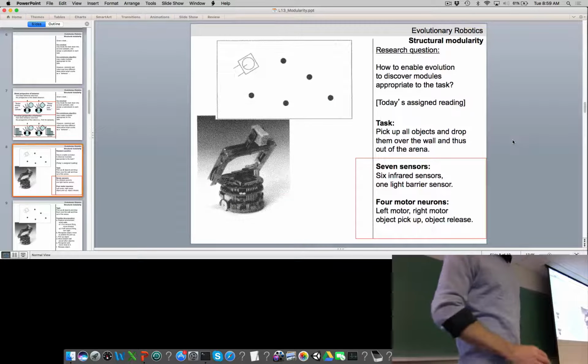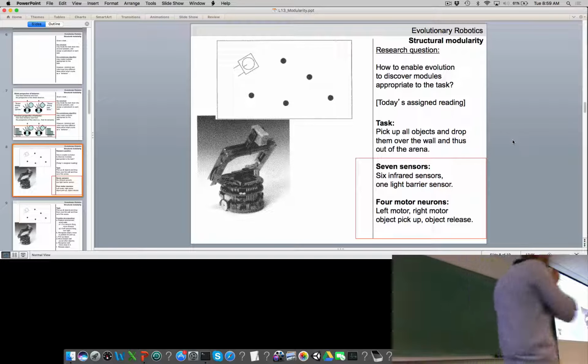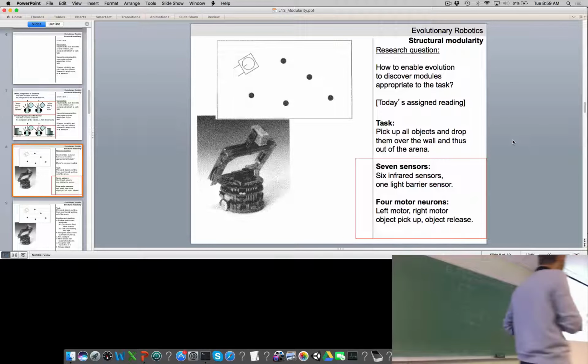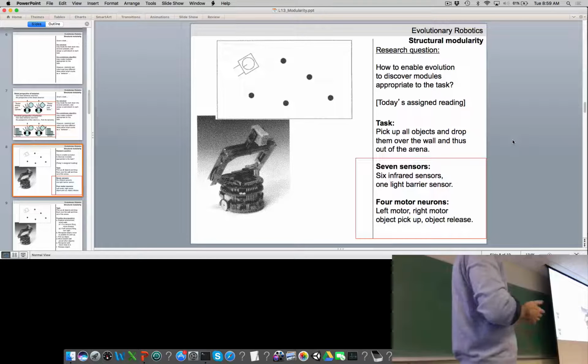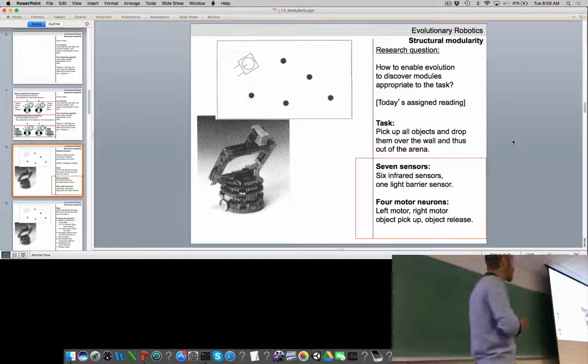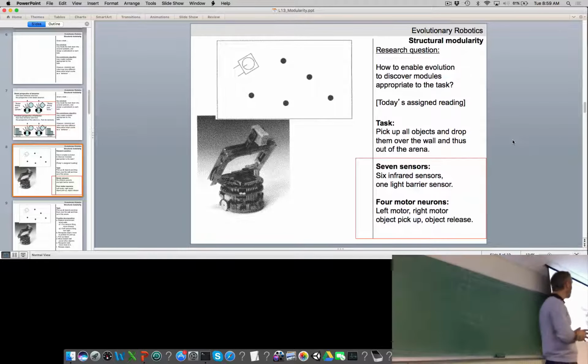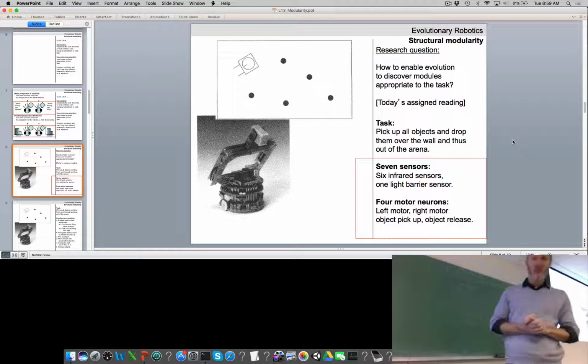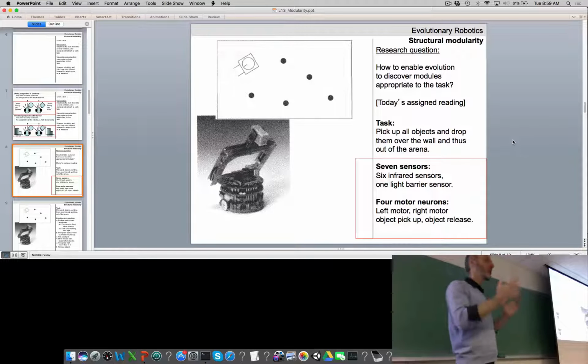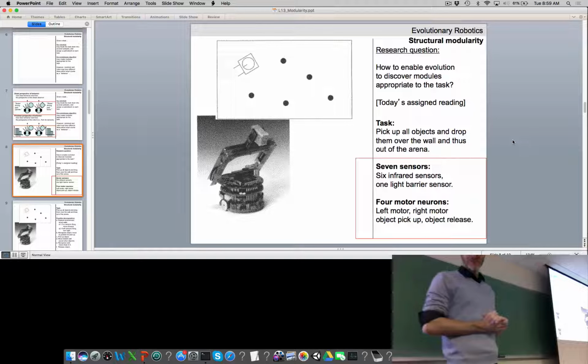Okay, so you might remember we introduced the Kepler robot way back at the beginning of the course. So this was one of actually the first experiments in the field. Very interesting paper from a conceptual point of view. So the research question they wanted to tackle was, how can we get evolution to break a problem down into manageable chunks for the robot?